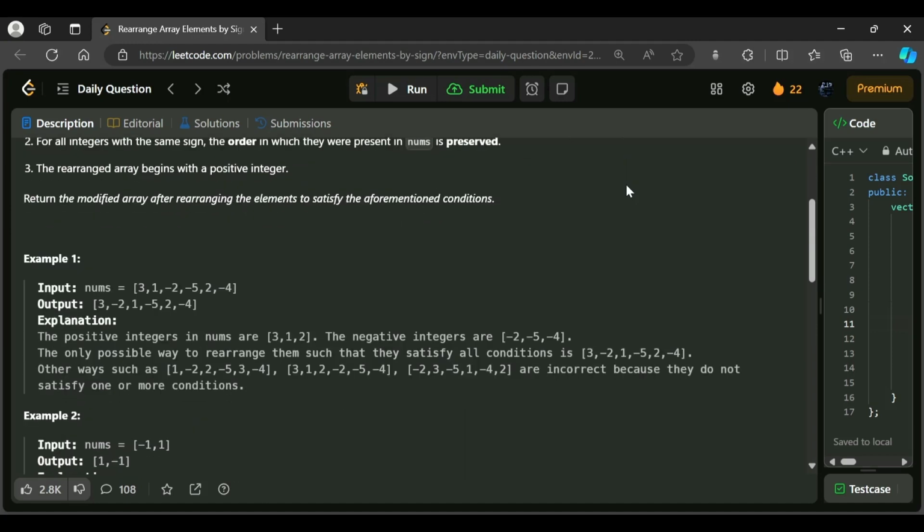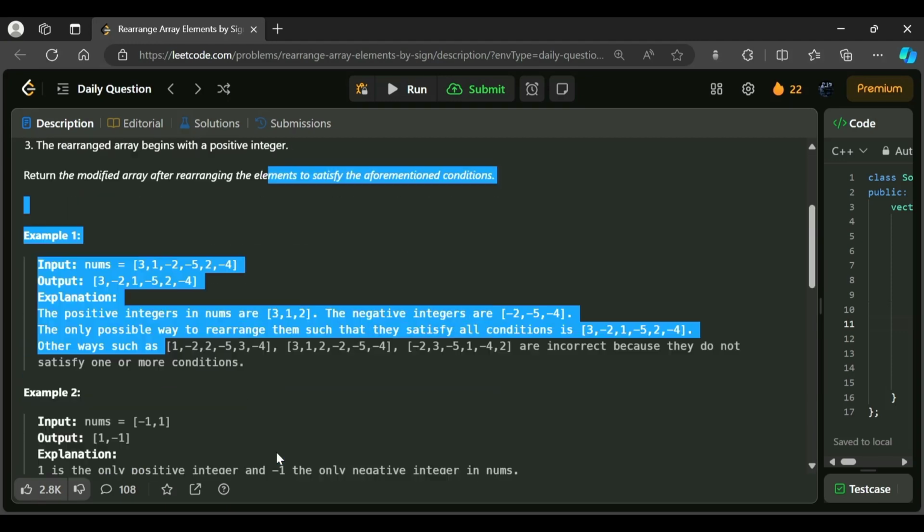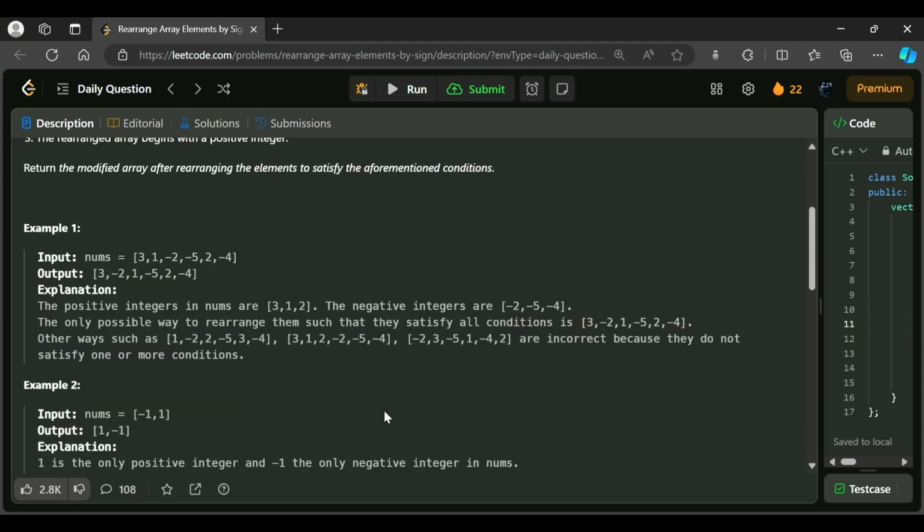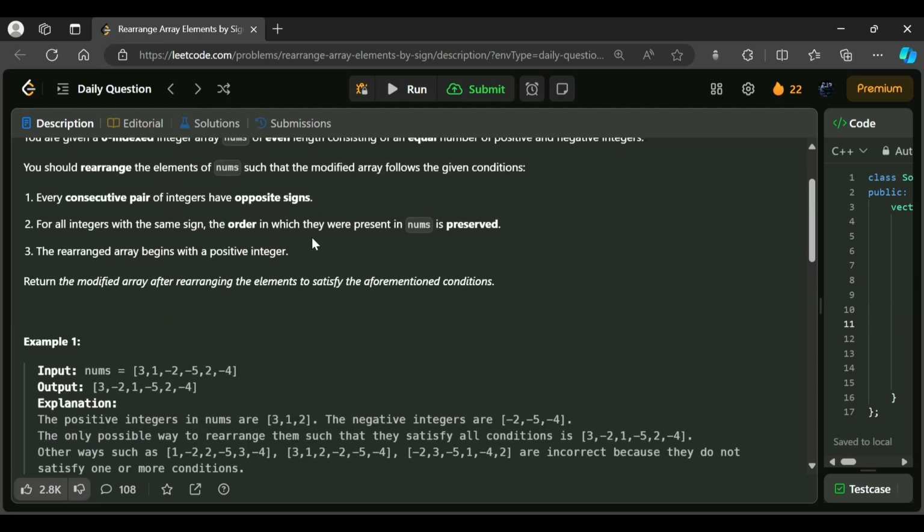In this example, you can understand here, right? 3, 1, minus 2, minus 5, 2, minus 4 is the question. Here our first condition is satisfied: positive, negative, positive, negative, positive, negative. But our second condition is not satisfied. The order should be preserved, right? There is a 1, then where is 3? In the original array there is a 3 before the 1, you can see here. That's why it is not considered a right answer. So this is our second condition.